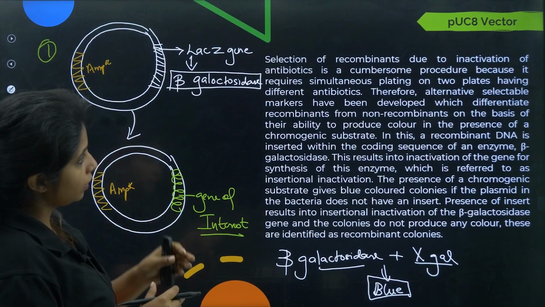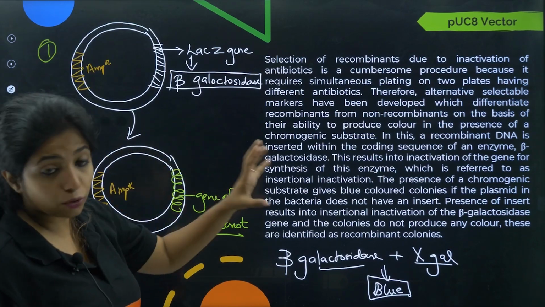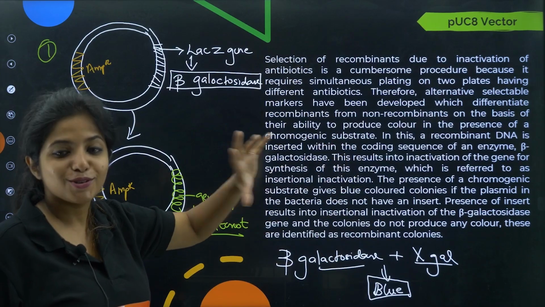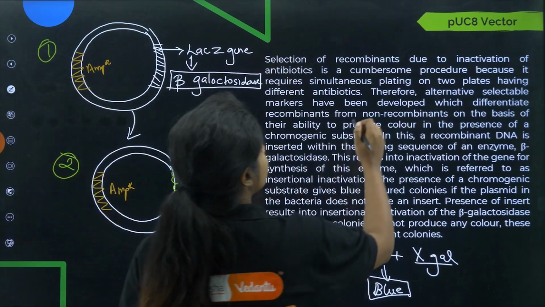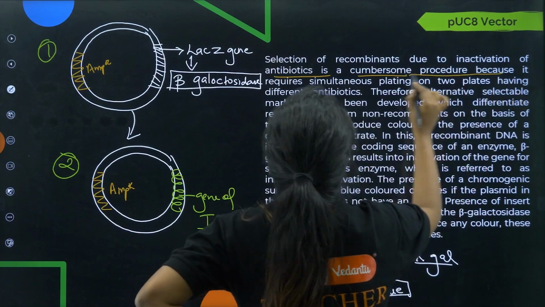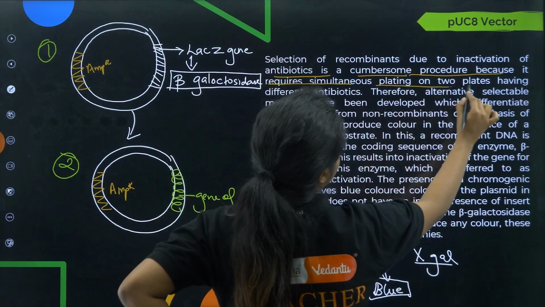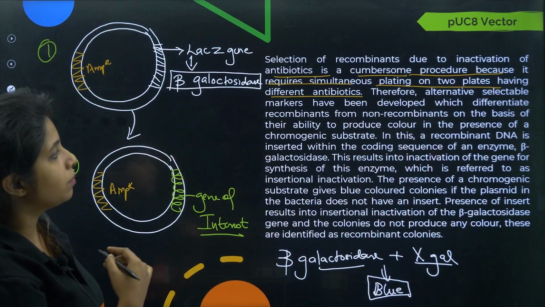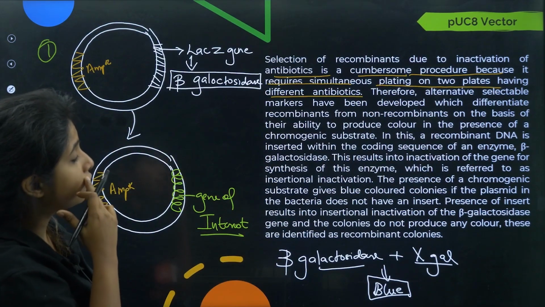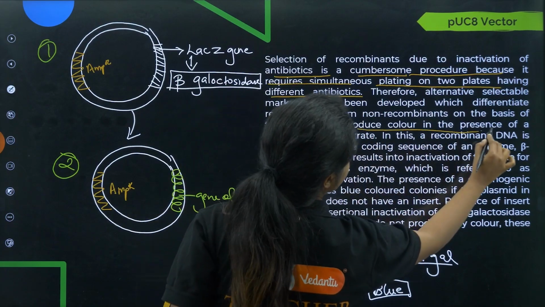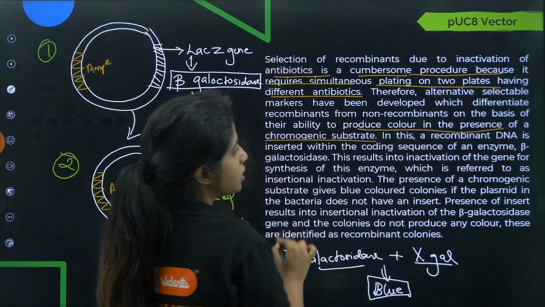Yes, chalo. Now, about pUC8, I told you this term is not given in your NCERT, but about which it has, everything is there. So we should be knowing about it. So selection of recombinants due to inactivation of antibiotics is a cumbersome procedure because it requires simultaneous plating on two plates having different antibiotics. Therefore, alternative selectable markers have been developed which differentiate recombinants from non-recombinants on the basis of their ability to produce color in the presence of chromogenic substance.